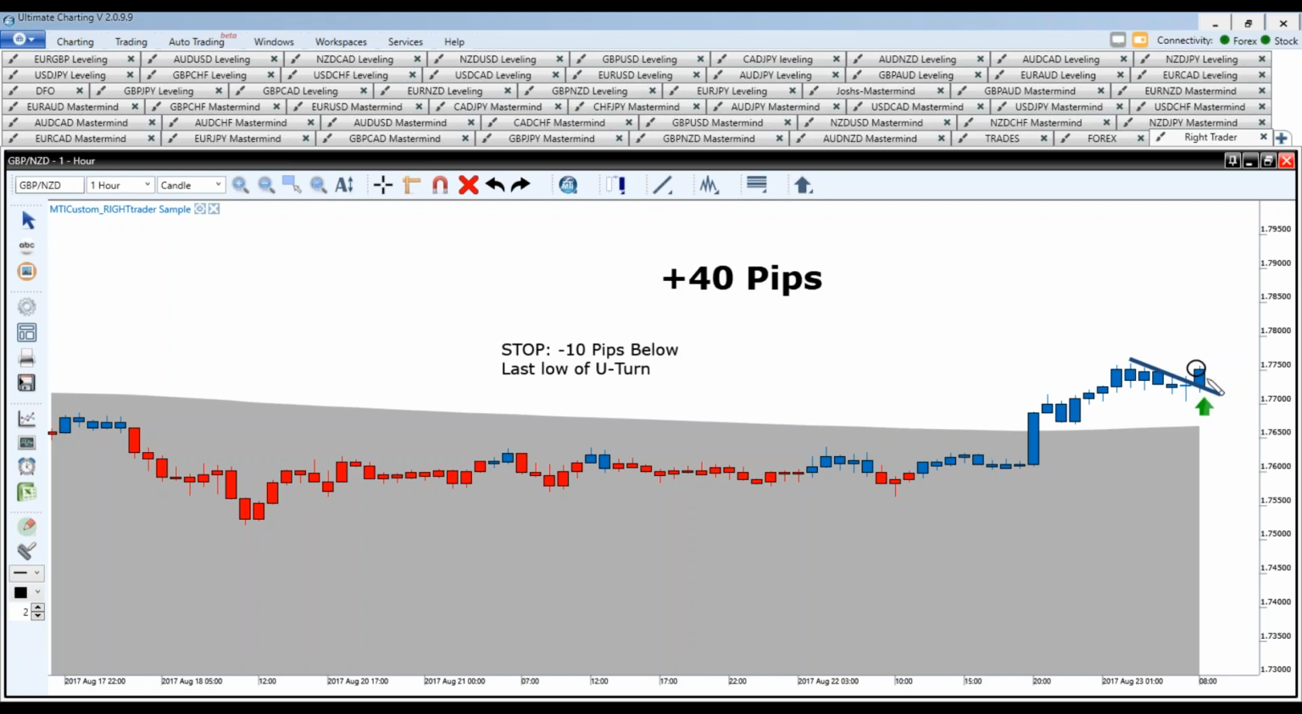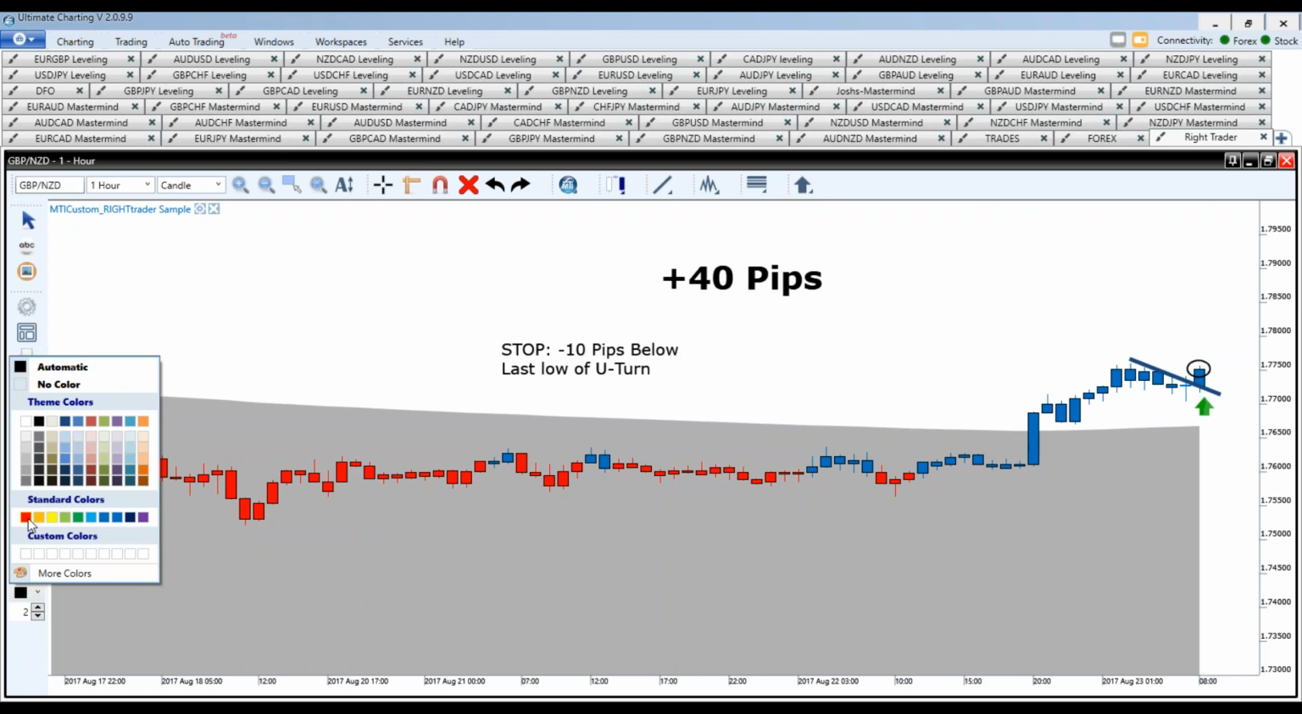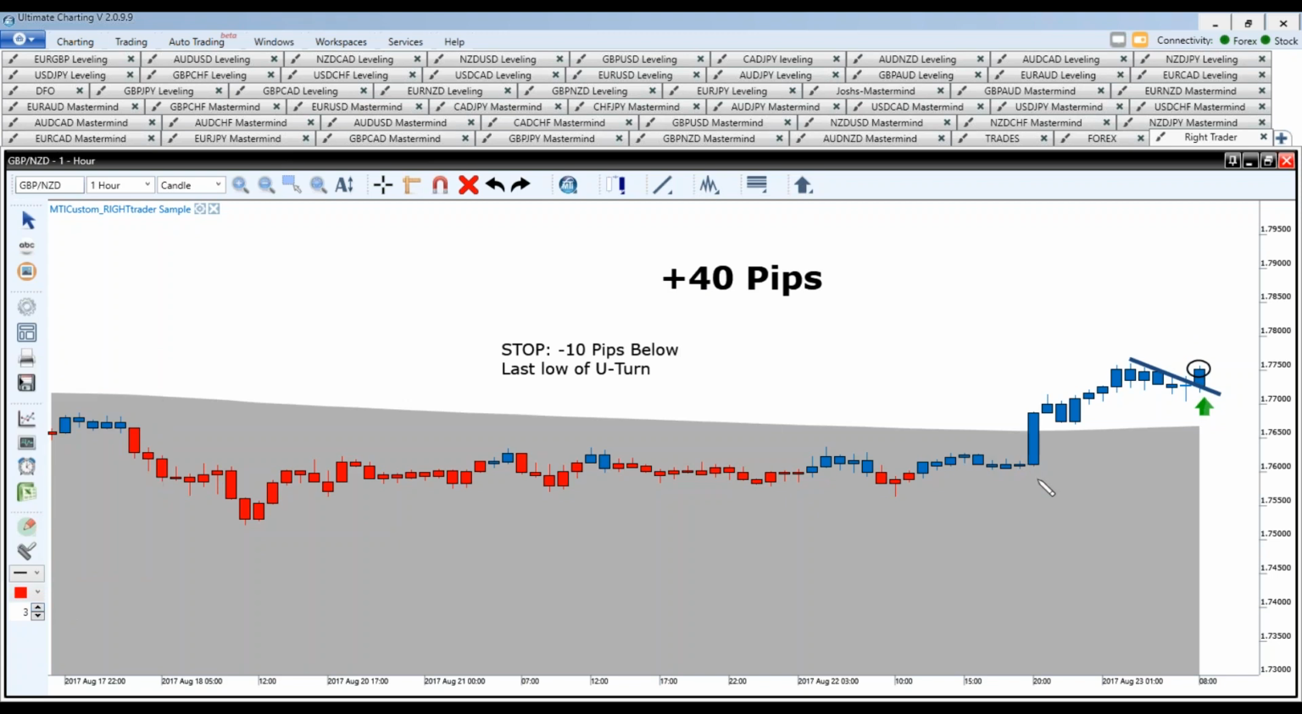Now you're going to place your stop 10 pips below the last low of U-turn. And you want to utilize the last low of U-turn. It's very, very important that you do that. If you try to have a stop that's too tight, it's not going to work. If you have a stop that's too tight, this will not work. So you're not going to want to use the U-turn in which you entered on.